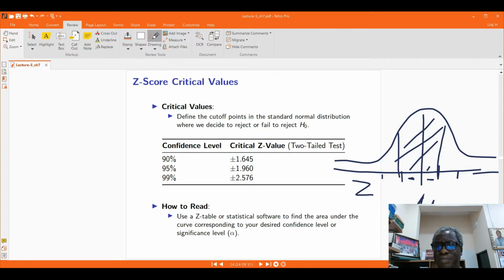This is a typical Z table, for instance. Let me share the screen. Okay.